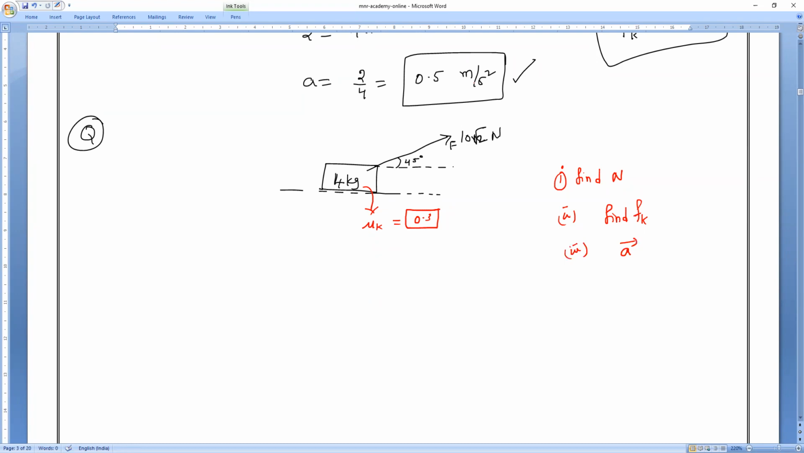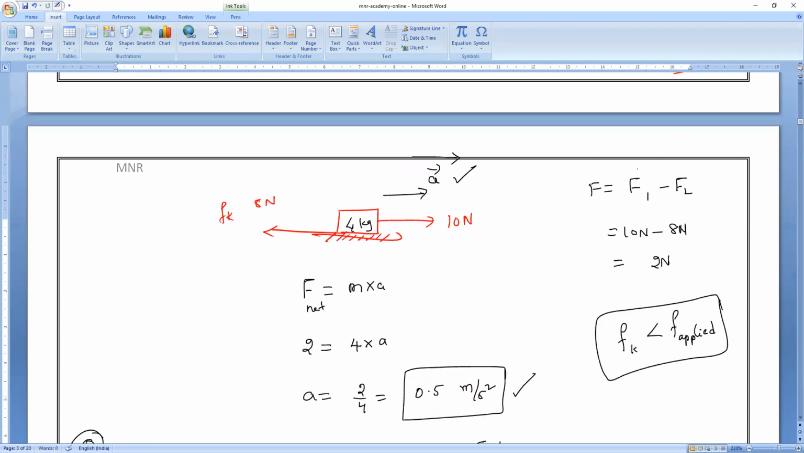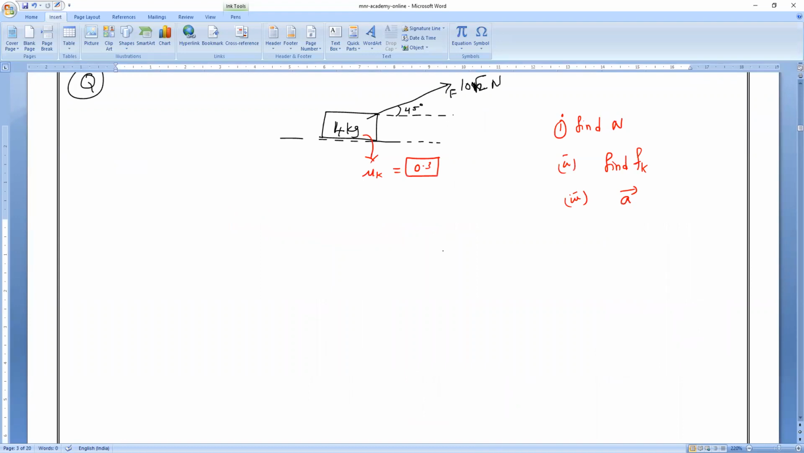First, they are saying find N. So is it possible to find N like in the before case? Before, the force was applied directly horizontal, but now it is not horizontal, it is inclined. So is it possible to find the normal reaction like before? No, it is not possible to find it that way. So now observe very carefully how to find it.